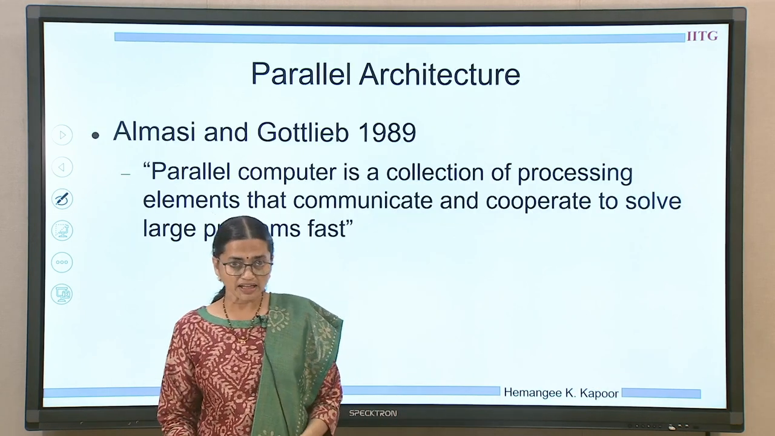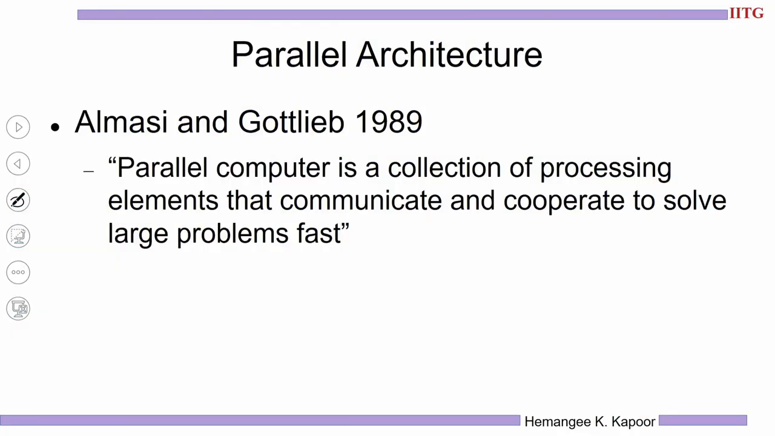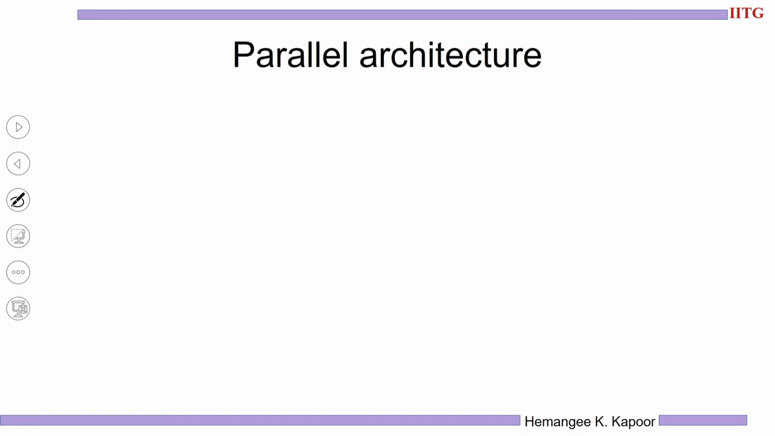Okay, so Almasy and Gottlieb in 1989 gave the definition of what a parallel computer is. They essentially said that a parallel computer is nothing but a collection of processing elements which communicate and cooperate to solve large problems fast. Very neat definition. It's a collection of processing elements which communicate and cooperate to do something fast. These are the keywords which we need to keep track of when we design parallel architecture.